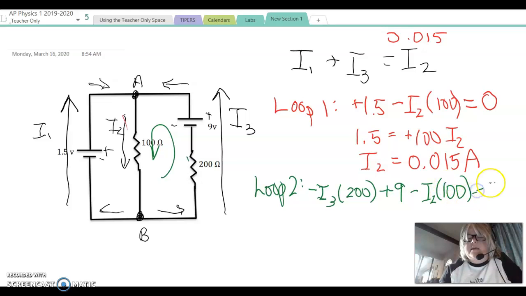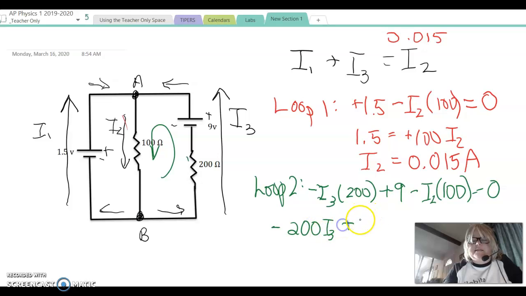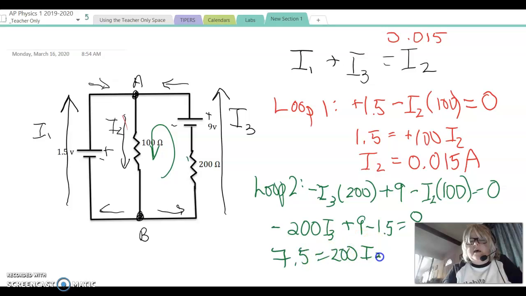100 equals 0. But I already know what I2 is. It's 0.015. 0.015 times 100 is 1.5. So I can rewrite this as negative 200 I3 plus 9 minus 1.5 equals 0. 9 minus 1.5 is 7.5. So I can say 7.5 equals 200 I3.